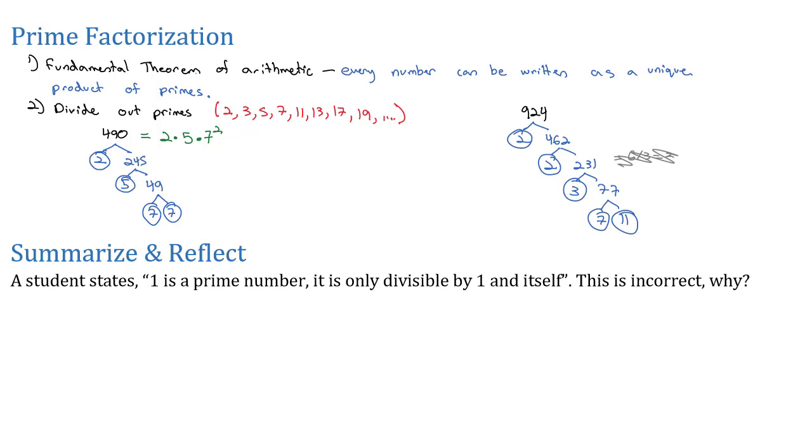So now I have my prime factorization of 924. We had the number 2 appear twice, 2 squared, times 3, times 7, times 11. And that is the prime factorization of 924.